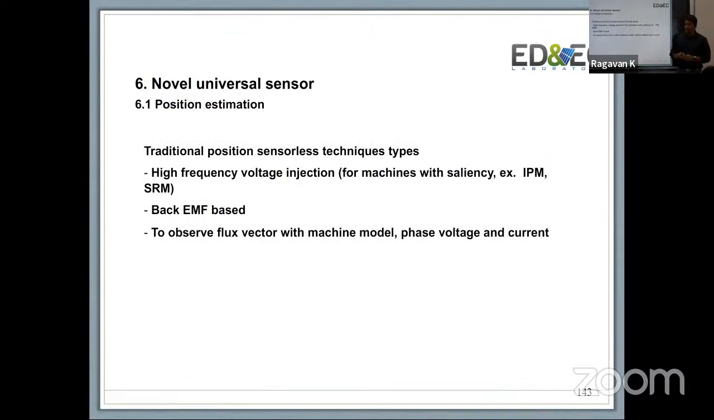What we have here is a surge coil, which is meant for fault diagnosis, and when there is no failure, it is not doing anything. It was a passive component. So instead of the traditional position sensorless methods, which would require options like high frequency voltage injection, a back EMF based method, or a flux vector with the machine model, you can require different things for sensorless control.